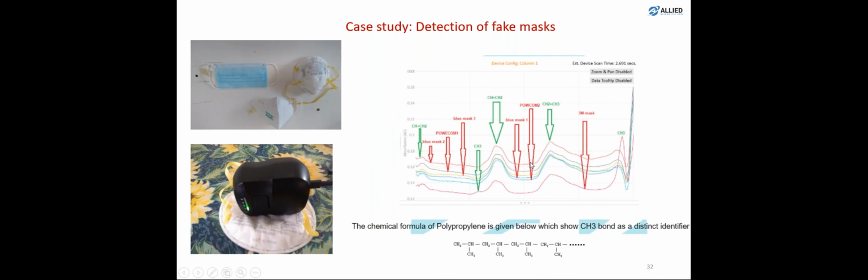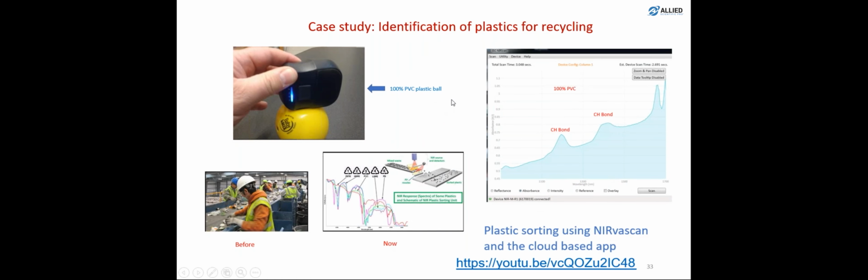We did some detection of fake masks. So the 3M mask has an extra peak of polypropylene, which has a CH3 bond, and that showed only for the 3M masks. The others did not show that peak. So this was detection of masks.